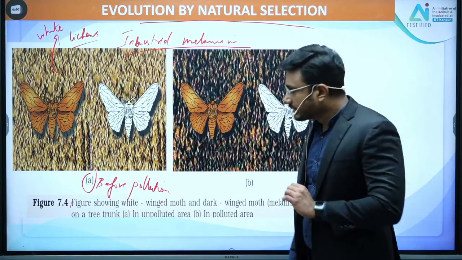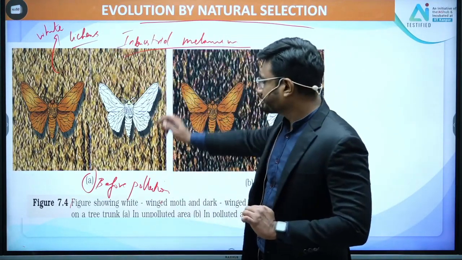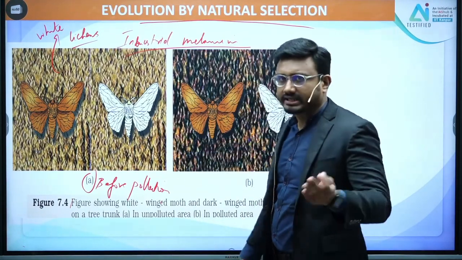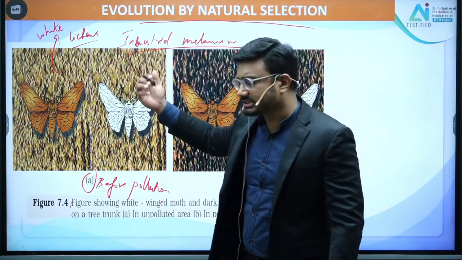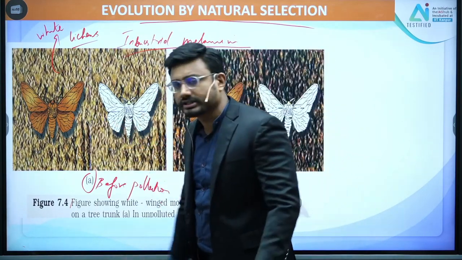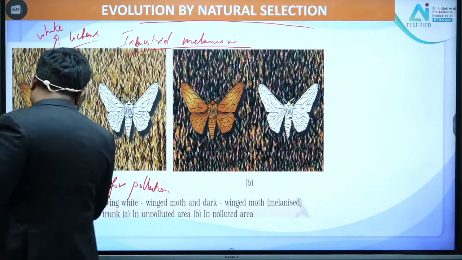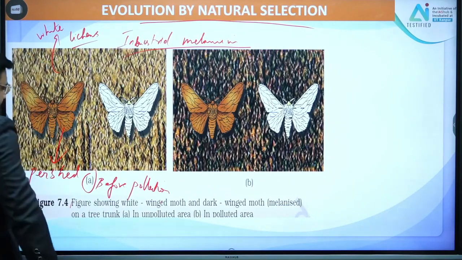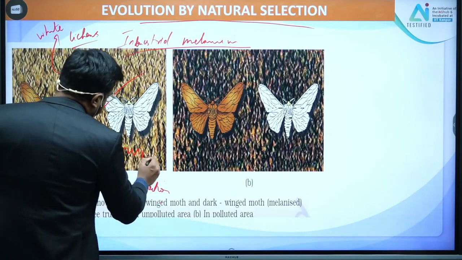As the bark of the tree has white lichens, the predators would have difficulty seeing the white colored moth, as it would camouflage in the background of the white lichens. But it would be very easy to spot the dark colored moth on a white background. So the dark colored moths perished before industrialization, whereas the white colored moths were able to survive.